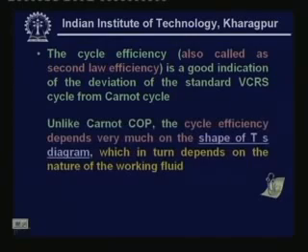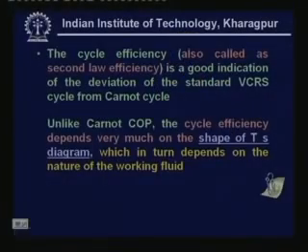Unlike Carnot COP, the cycle efficiency depends very much on the shape of the temperature entropy diagram, which in turn depends on the nature of the working fluid. We have seen that the COP of a Carnot system is a function of the heat source and sink temperatures only, and it is independent of the nature of the working fluid. But you find that the COP of a standard vapor compression refrigerant cycle also depends upon the shape of the vapor dome on the TS diagram, which in turn depends upon the nature of the working fluid. Let me explain that with the help of the TS diagram.